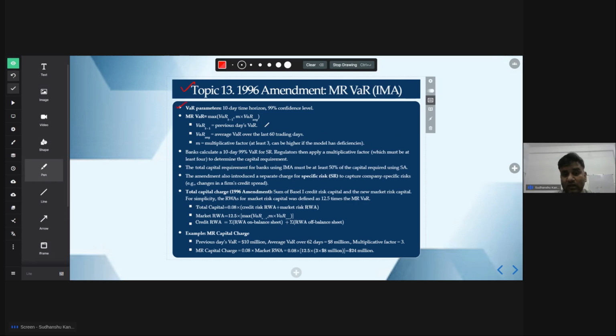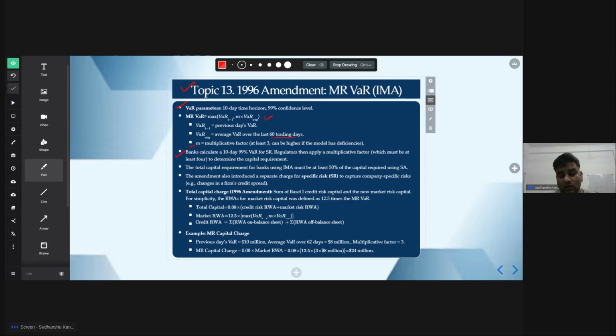Market risk VaR formula was your max of VaR t minus 1, comma, m into VaR average. VaR t minus 1 was previous day VaR, VaR average was average VaR over last 60 trading days, and m was the multiplicative factor, right? Then you look at the capital linkage here. Market risk RWA is nothing but 12.5 into market risk VaR. Total capital is equal to 0.08 into your credit RWA plus market RWA.